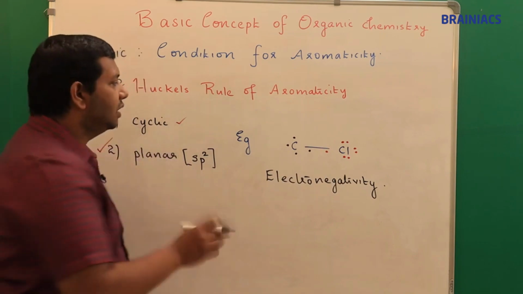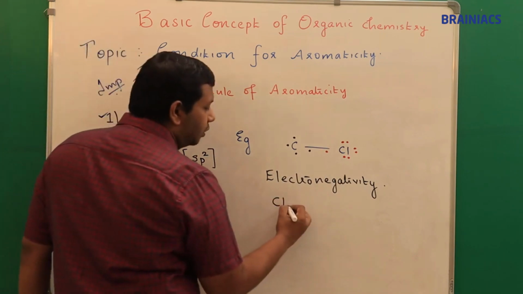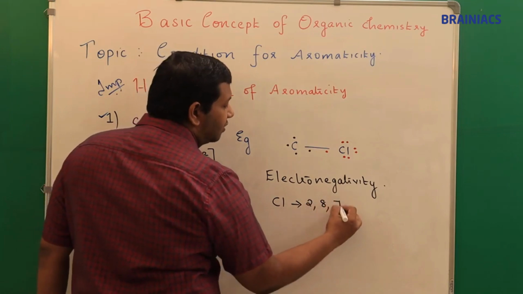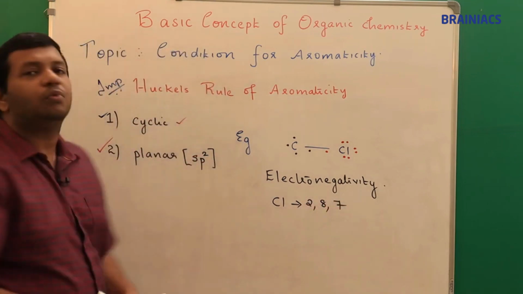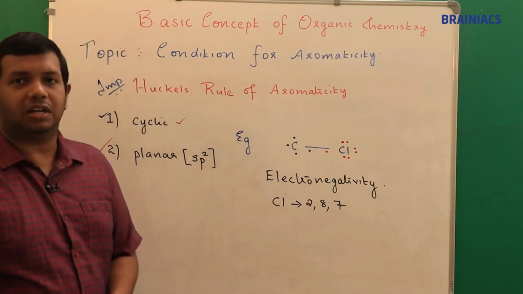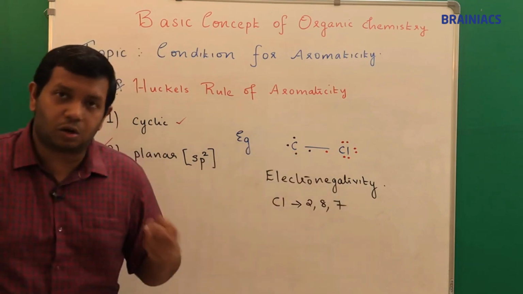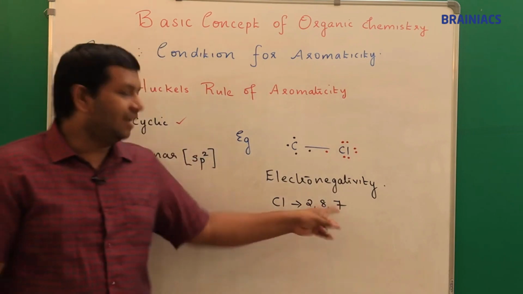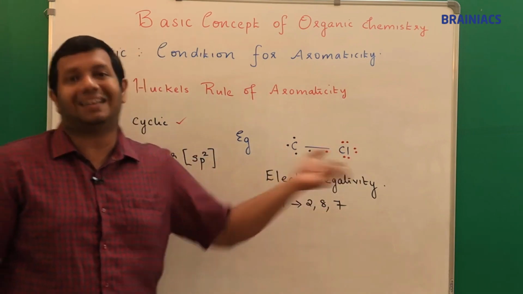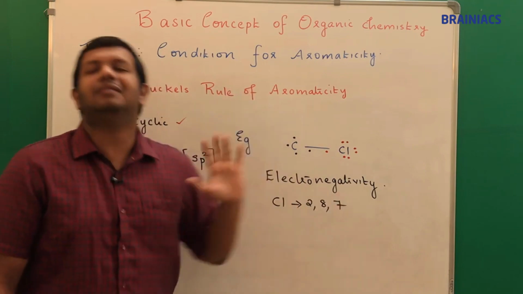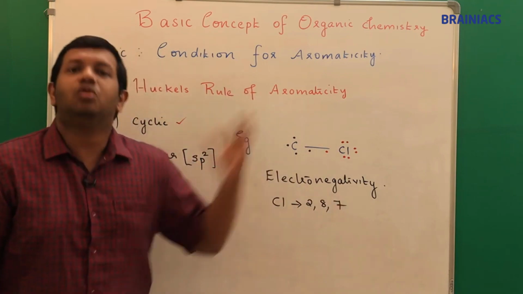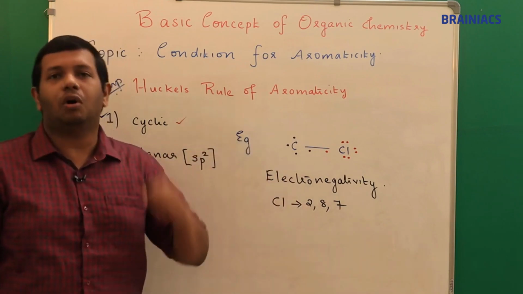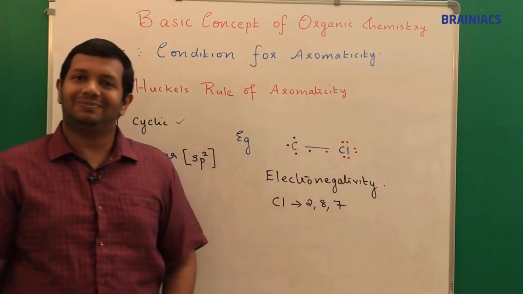Very simple. Just check the configuration of chlorine. Chlorine has the electronic configuration 2, 8, 7. Now tell me, for chlorine to attain the octet, whether it needs to attract an electron or it will lose the 7 electrons. You know that to attain stability, it should attract one electron. This tendency of chlorine to attract the electron to attain stability is called electronegativity.